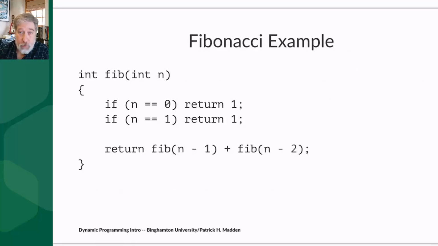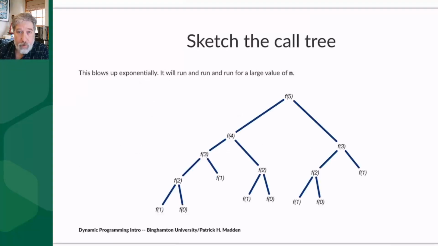I'm going to start off with Fibonacci. This is about as simple as I can think of to show you how dynamic programming works. Classic definition: Fibonacci of 1 or 0 is 1. Otherwise, you make a recursive call, calculate Fibonacci of n minus 1, add it to Fibonacci of n minus 2, and that's your Fibonacci. The downside here is the call tree sort of blows up.